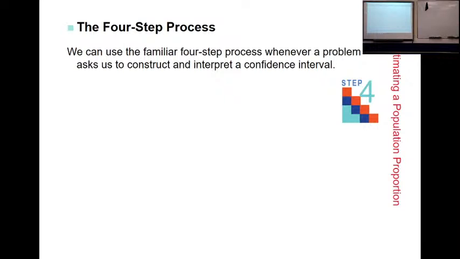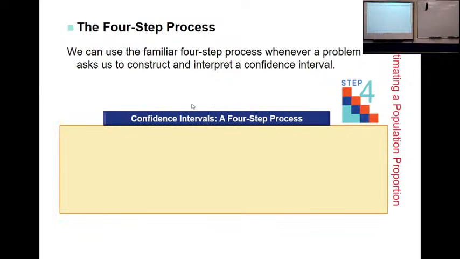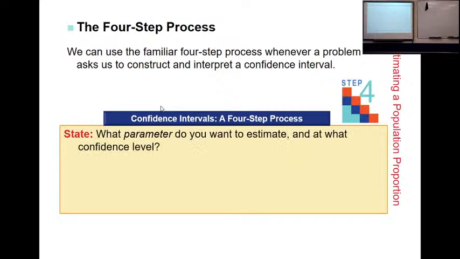The 4-step process. It's on the board, but let's do it again. Let's go through it one more time, and then we're going to do a whole problem with all 4 steps. To do confidence intervals, first you want to state the parameter you're estimating. The sentence is usually going to look like, we are using this % confidence interval to estimate, in this case, the proportion.